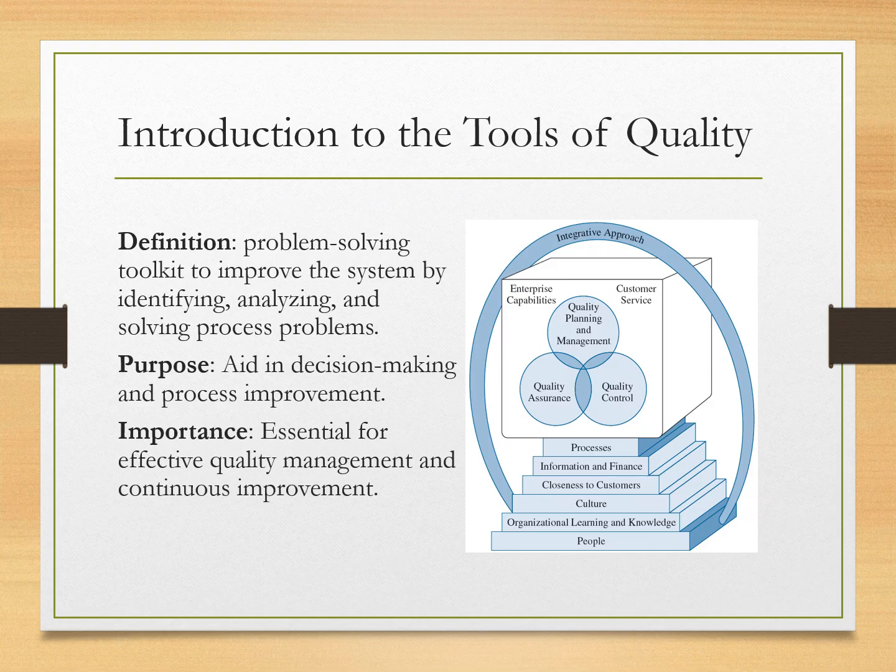So what exactly are the tools of quality? Well, think of them as your problem-solving toolkit for quality and process improvement. These tools of quality are used to identify, analyze, and solve process problems. They can help us to make decisions based on facts rather than just gut feeling or guesses. And they are essential for effective quality management and continuous improvement.